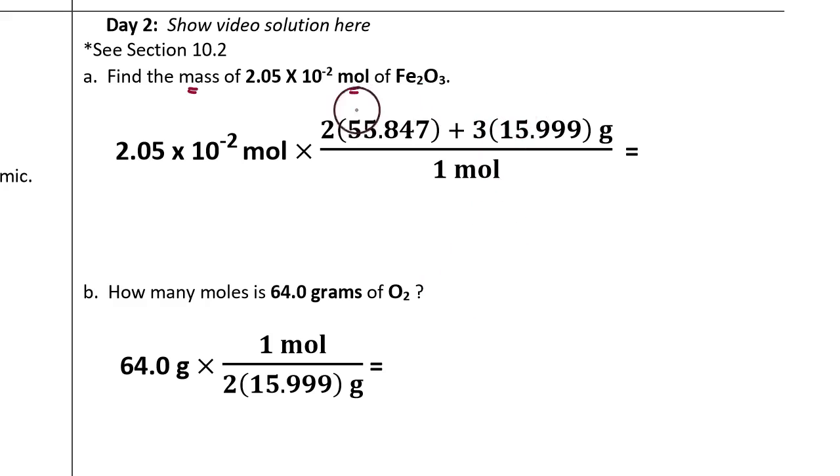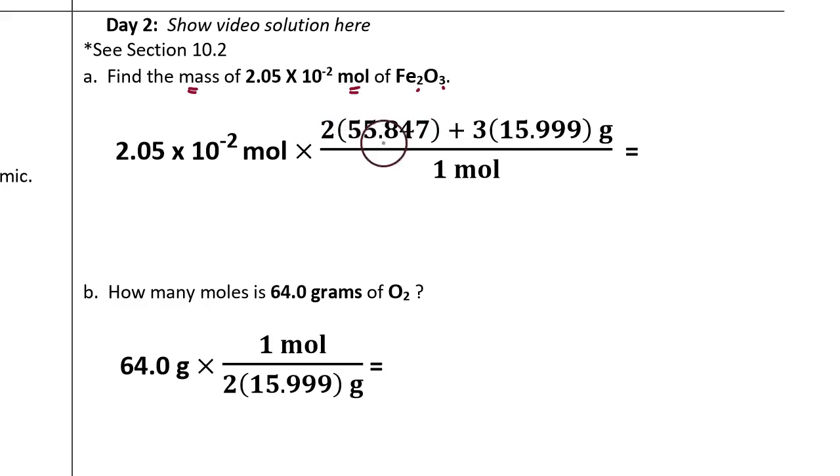Now, what is the number that needs to go in the top? Well, it's how many grams there are in 1 mole of iron oxide. That's that molar mass idea. So look up iron on the periodic table, it's 55.847, and times by 2 because of the subscript. Look up oxygen, it's 15.999, and times by 3 because of that subscript.